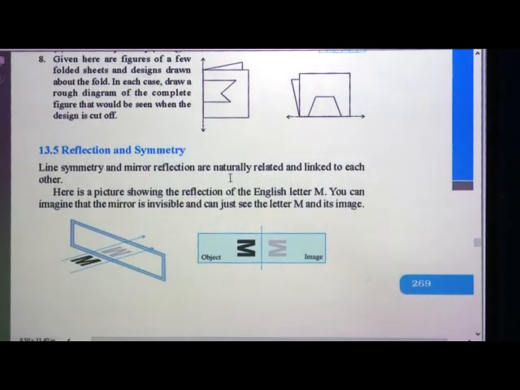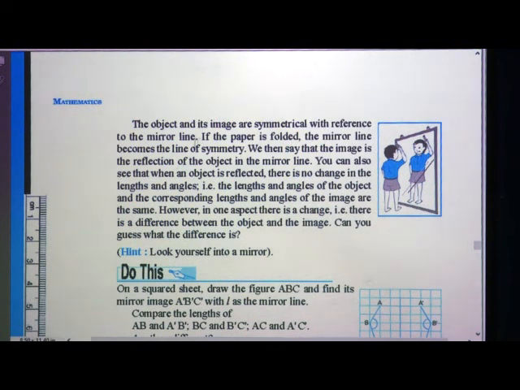We will see about reflection and symmetry. Lines of symmetry and mirror reflection are naturally related and linked to each other. Here is a picture showing the reflection of the English letter M. So, this is the mirror image of the M. It is nothing but reflection and it does have the line of symmetry. The object and its image are symmetrical with reference to the mirror line. If the paper is folded, the mirror line becomes the line of symmetry. We then say that the image is the reflection of the object in the mirror line.